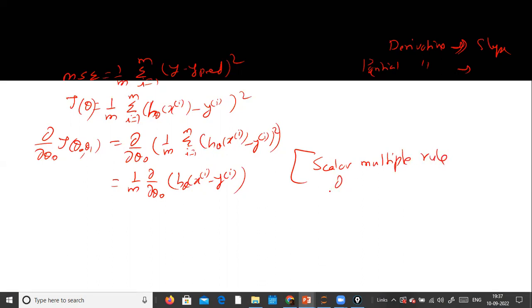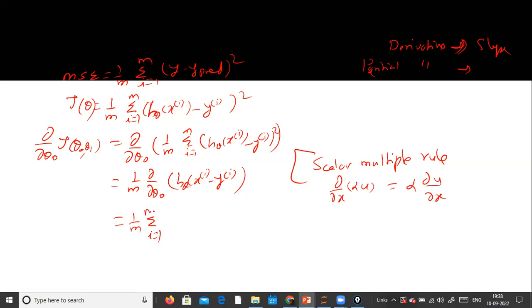What it says is, if you take dou by dou x of alpha times u, the alpha comes outside: alpha into dou u by dou x. Based on the scalar multiple rule, we just took this outside and did it like this. So this is your alpha, times dou u by dou x. The next step, 1 by m into, I'm going to use another rule called the power rule. Let me explain what the power rule is.